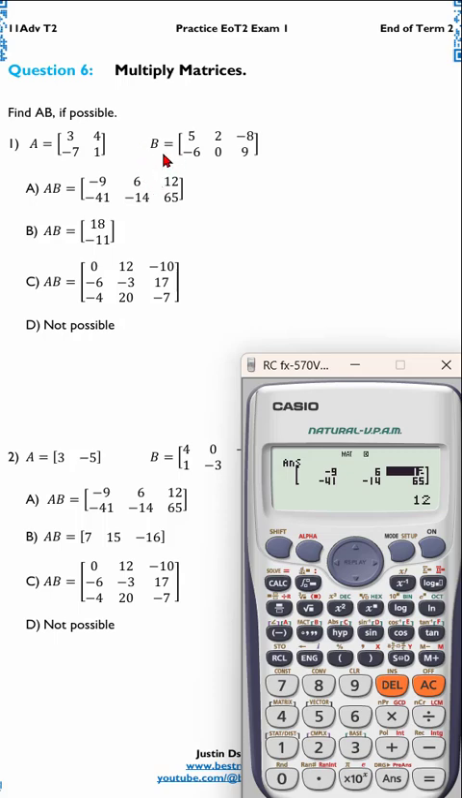Be careful what they're asking you. If it was B cross A, it's not possible to multiply this. B, A is not possible. Only AB is possible for this particular matrix.